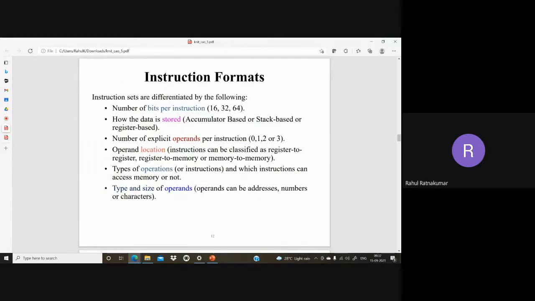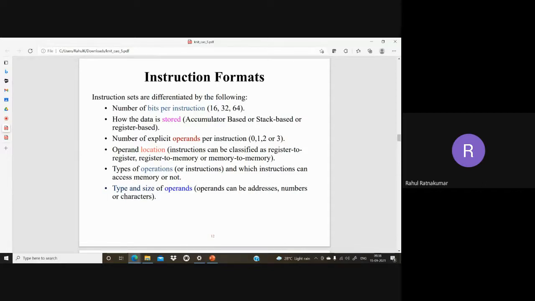Okay, so what are the factors which depend upon the instruction formats? Number of bits per instruction. Basically, this depends upon how much data storage capacity there is, and the location. Where are you taking the data from: memory, registers, different locations? And we can have register to register, memory to memory operations, and different types of operands.